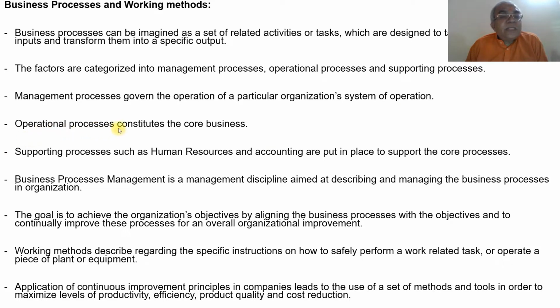Then operational processes constitute the core business. So what are operational processes? How the process has to take place, how the manufacturing has to take place. This comes under operational processes. Supporting processes such as human resources and accounting are put in place to support the core processes. That means human resources is required for developing the product. So for that, you need to employ some people. All those things, employing the people into the organization, is done by human resources. Then accounting is put in place to support the core process.